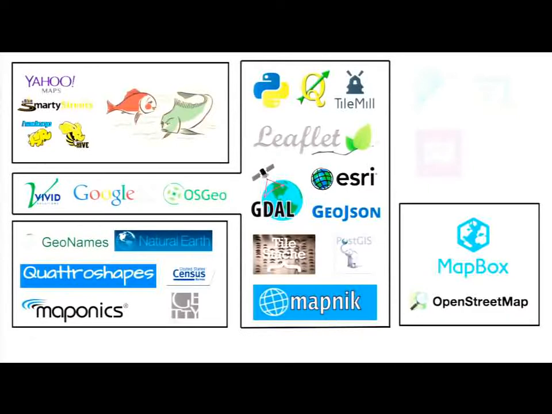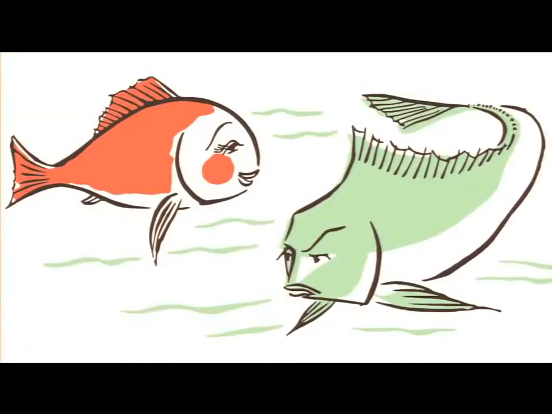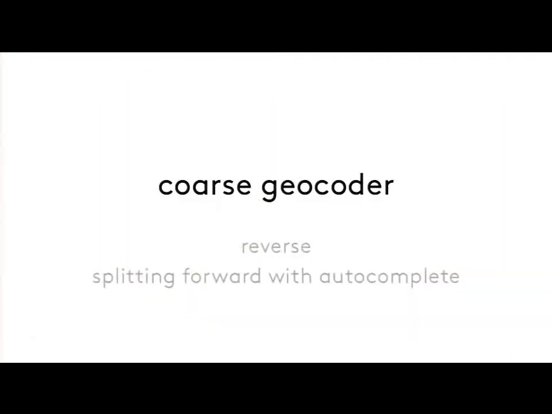The rest of this talk is going to be about Twofishes. Twofishes is a coarse geocoder, by which I mean that it is concerned with the granularity of places, not so much streets and addresses and street intersections and the like. It's a reverse geocoder as well as a forward geocoder. As a forward geocoder, it is autocomplete capable, and it does query splitting, by which I mean it is capable of parsing the what and the where from a query. So with pizza New York, you have the what, pizza, and the where, New York, for instance.